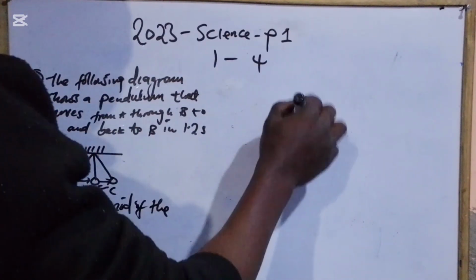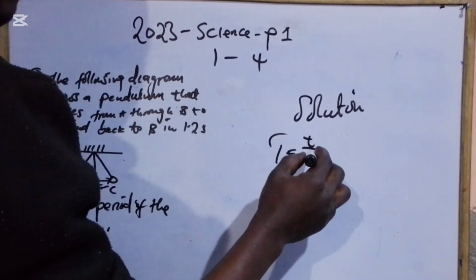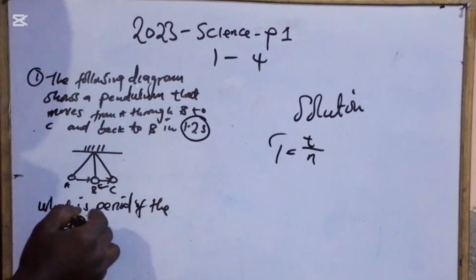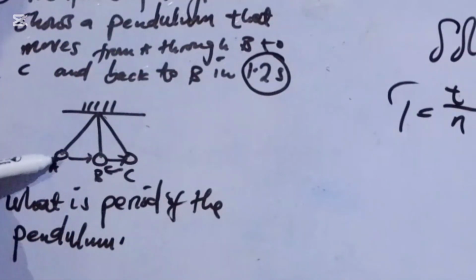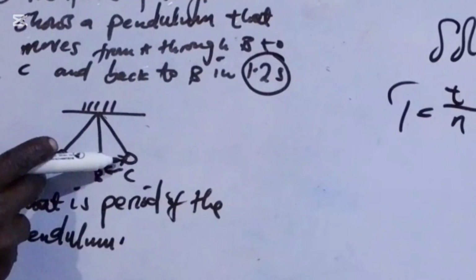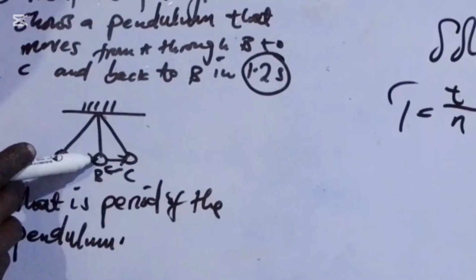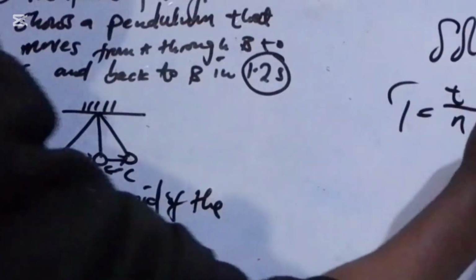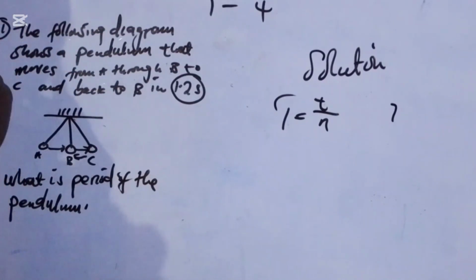How do we find the period of a pendulum? For the solution, we all know that period is equal to time divided by number of oscillations. From this pendulum we have the time, and for oscillation, this one moves from A to B to C. When it moves from A to B to C and back to A, that means it is one oscillation. That's what we call a period.